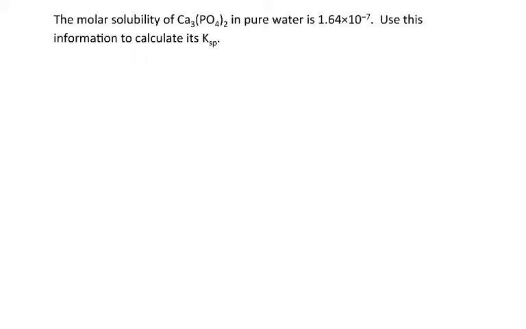This is our second example involving solubility product constants. In this problem, we're given the molar solubility and we want to calculate KSP. So the first thing I need to do is write down the chemical reaction. So I've got solid calcium phosphate dissolving in pure water. So that'll dissociate into 3 calcium ions and 2 phosphate ions.